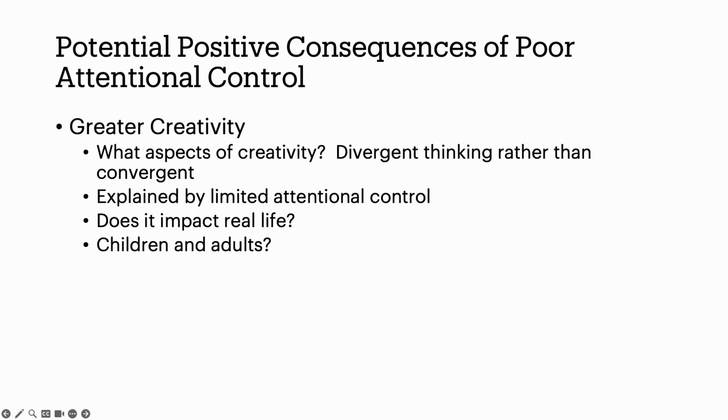And we said there were differences in divergent thinking. I'm going to define that in a second. It seems to be explained by limited control, and we did that sort of statistically. It does actually make people creative in the real world and not just on our lab tasks of creativity. And there's some research on children that other people have done, but all of our work is with adults.